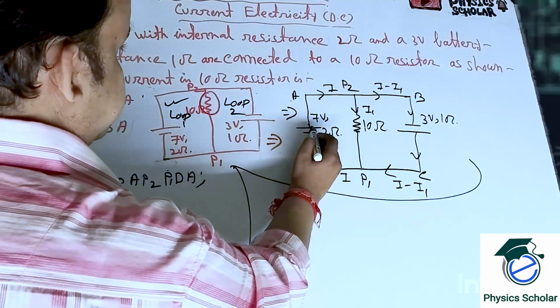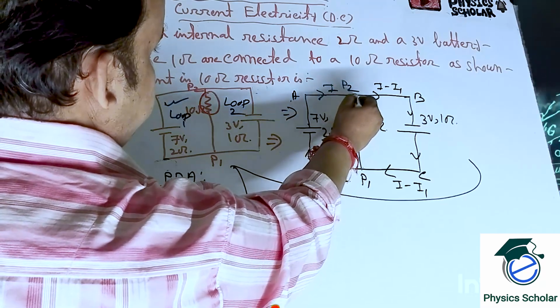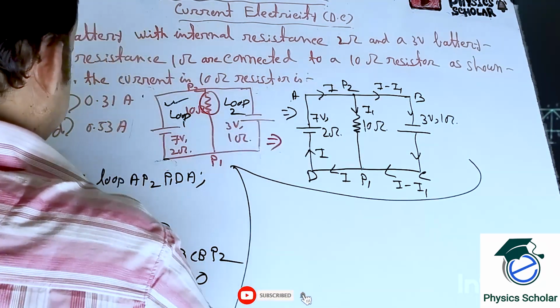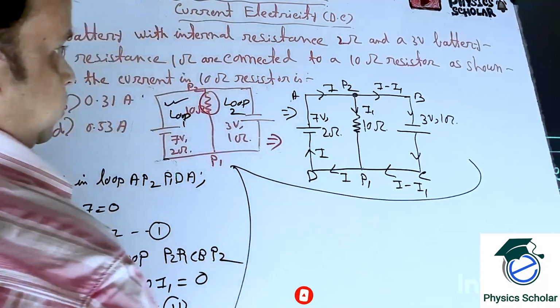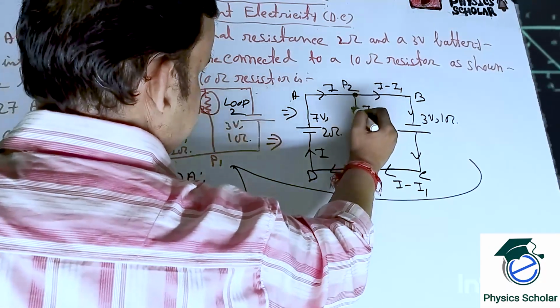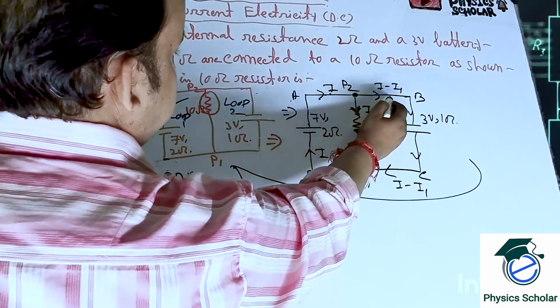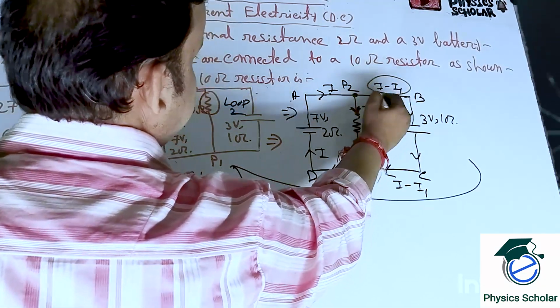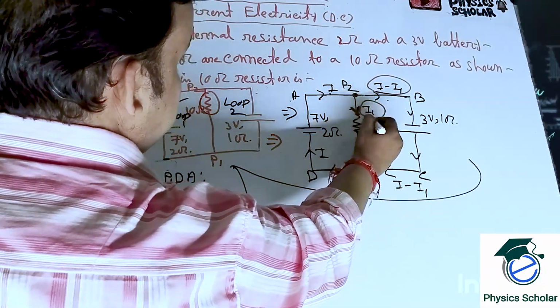Let the main current I be flowing. Here the current will be divided into 2 parts. Suppose this part is I1, so the main current is I, and this part will be I minus I1. We have to find out the value of I1.